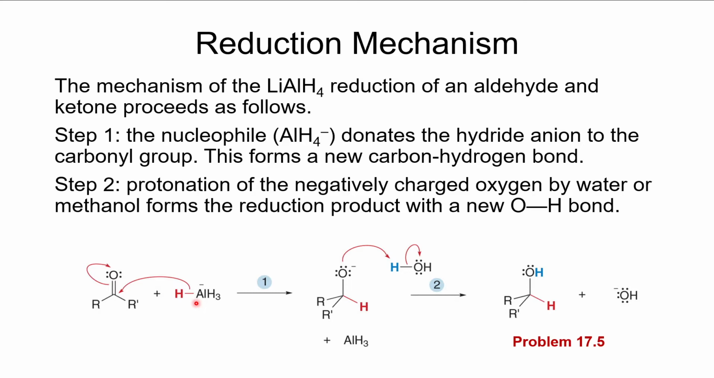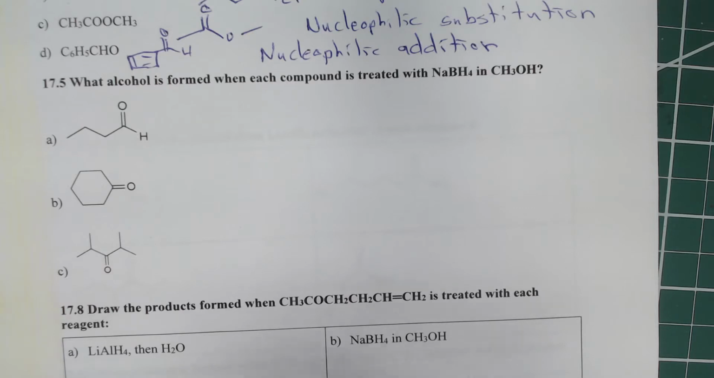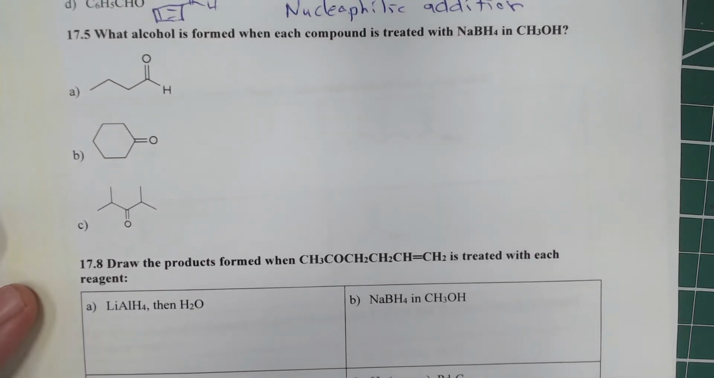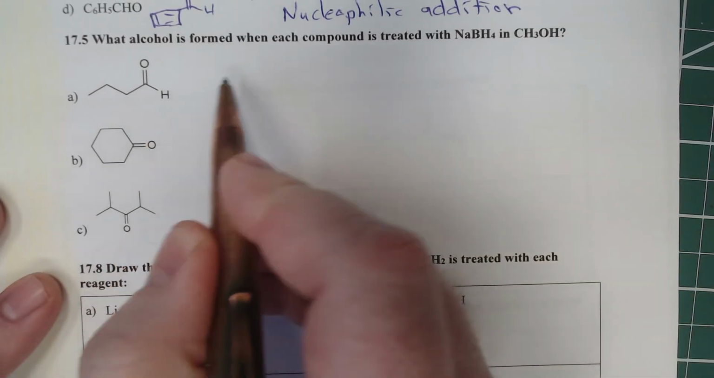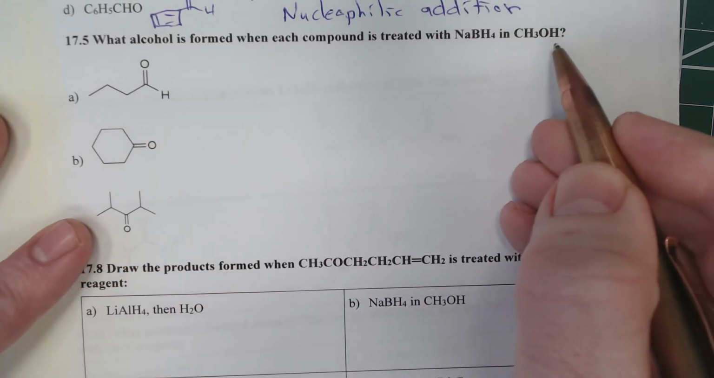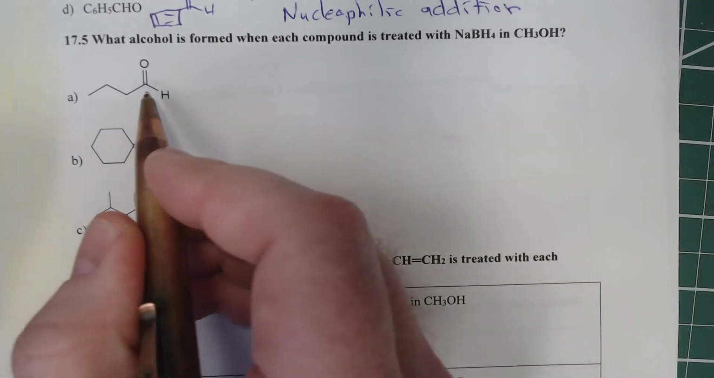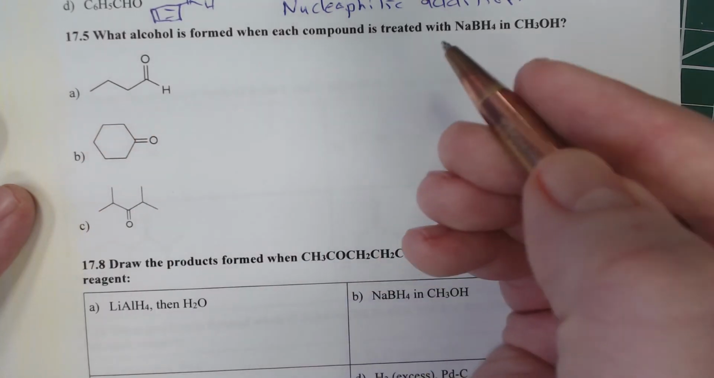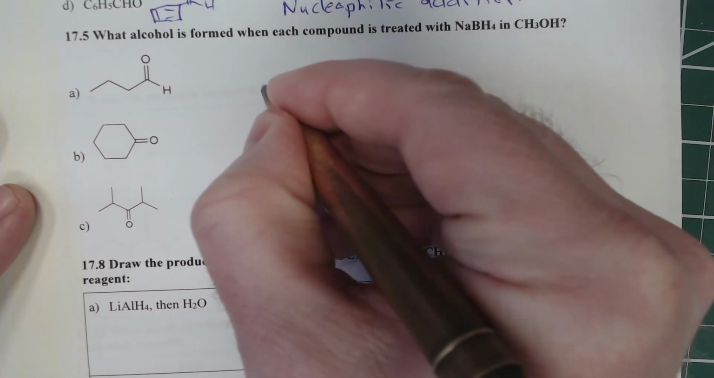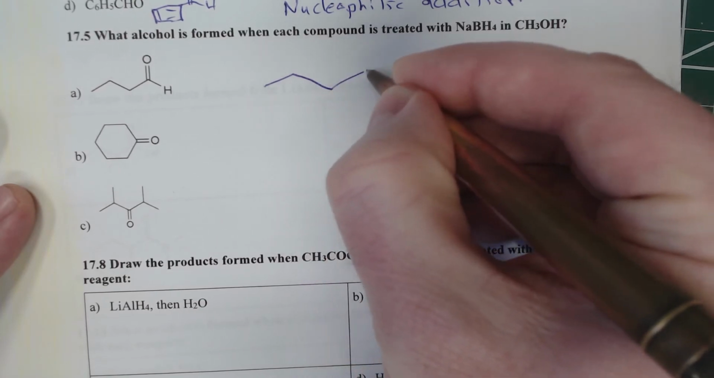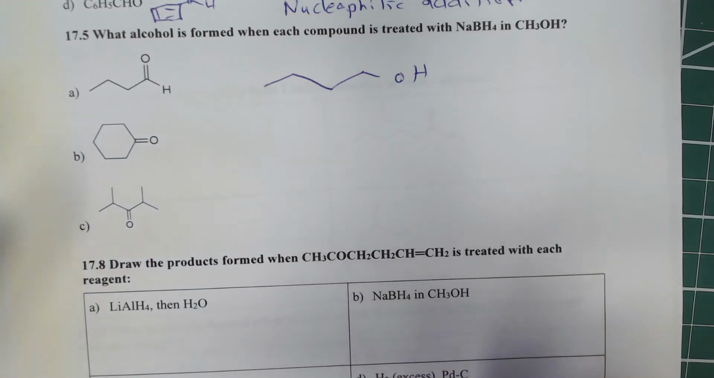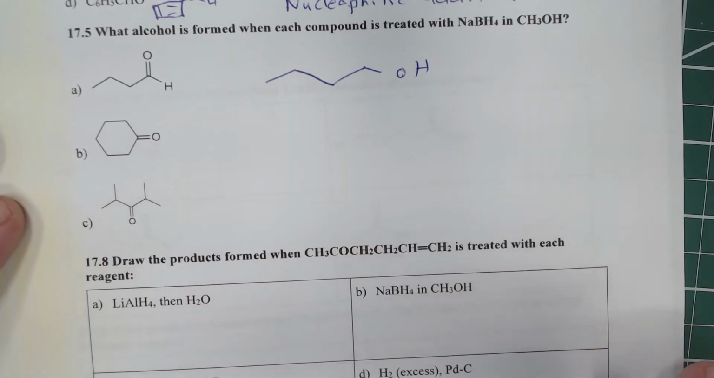So let's look at number 5 on our in-class assignment. We'll go back over here to our document. The question is, what alcohol is formed when we treat each of these with sodium borohydride in methanol? Here we're just going to reduce this to the alcohol. So we just count the carbons, 1, 2, 3, 4 carbons. So our product here is 1, 2, 3, 4, and then OH, and that will be our alcohol that is formed. If you're thinking, wow, this is really easy, it is.